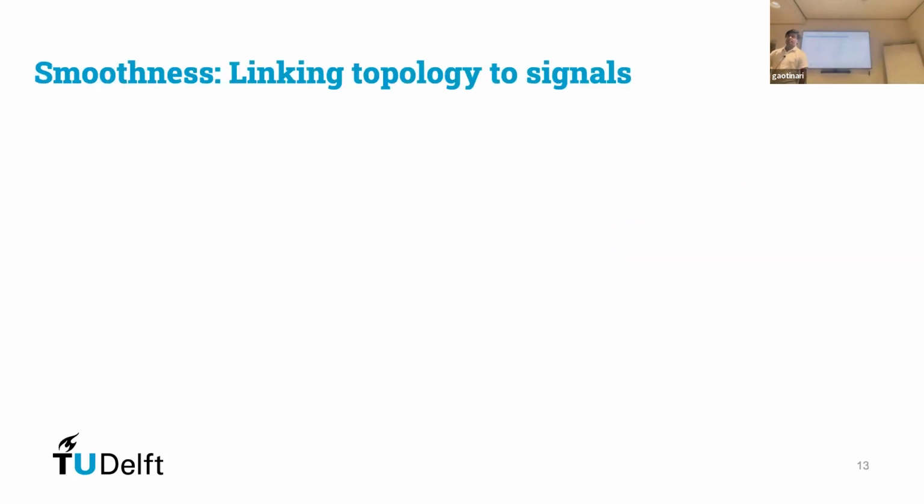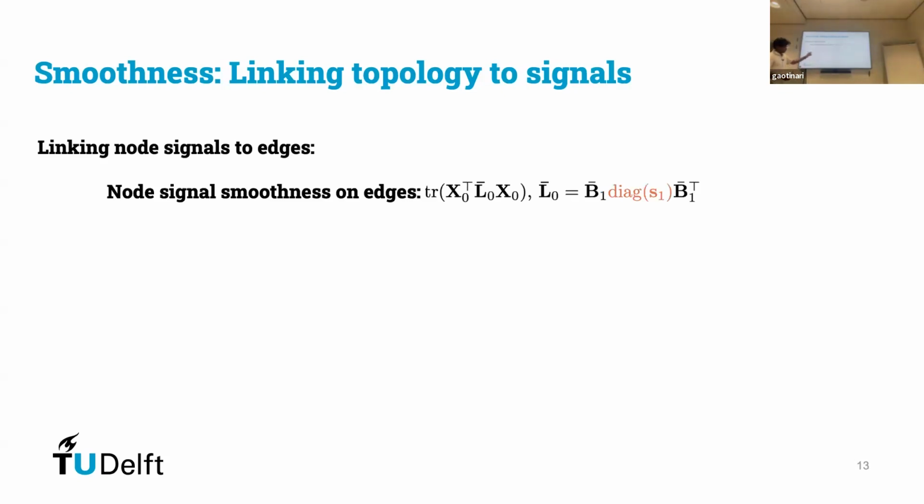So what are the standard ways that people link topology to signals, right? The first one is the standard graph smoothness form. You have the standard trace of the quadratic form, but notice I have my full Laplacian here, and from the smoothness term on the full simplicial complex, I just select the edges that exist with the selection variable.